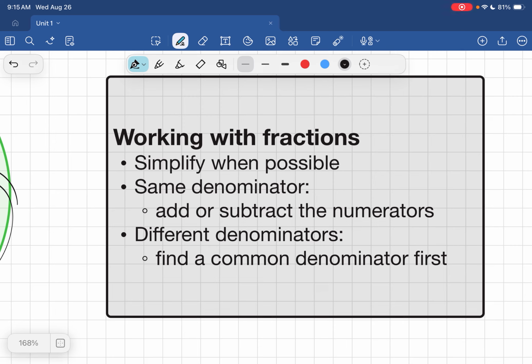So here's what I want you to remember. When you're working with fractions, first look at the denominators. If they're the same, you can add or subtract the numerators. If they're different, you'll need to find a common denominator first. And when you're finished, always check whether your answer can be simplified.